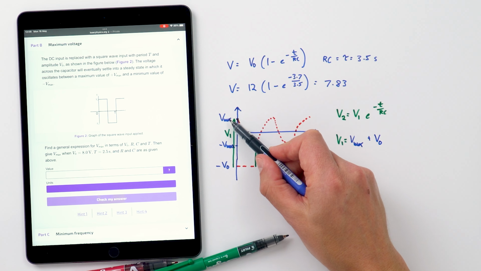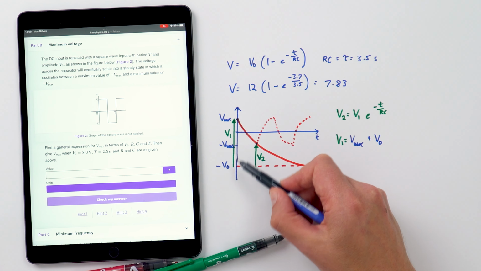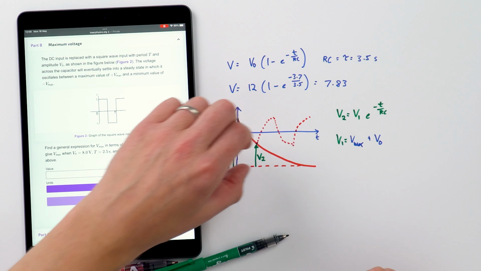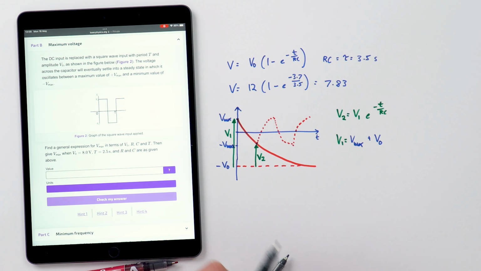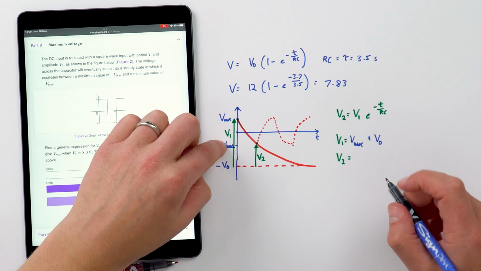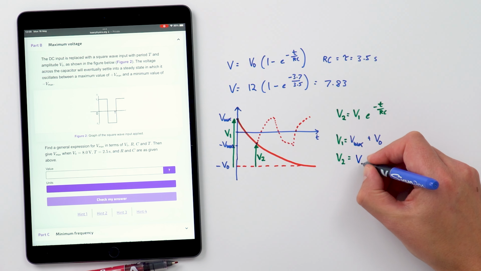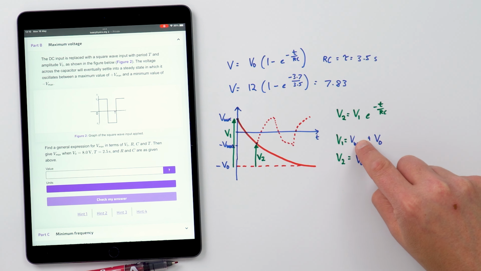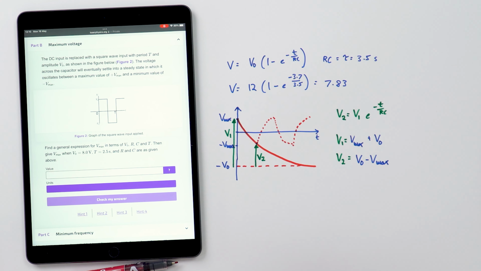Okay, so whatever the value of Vmax is, we add it to the value of V0 to get the total potential difference it's starting to discharge from. And the final value here for V2 is the difference between these two values, which is equal to V0 minus Vmax. And what we can now do is substitute both of these values back into that equation.